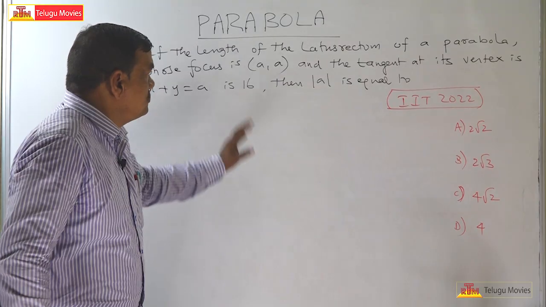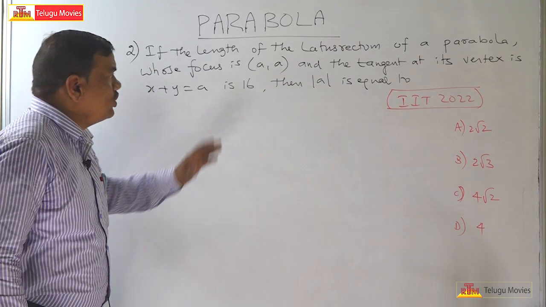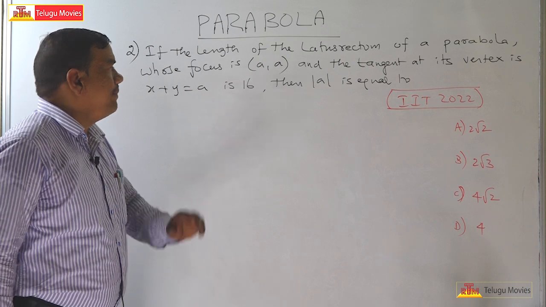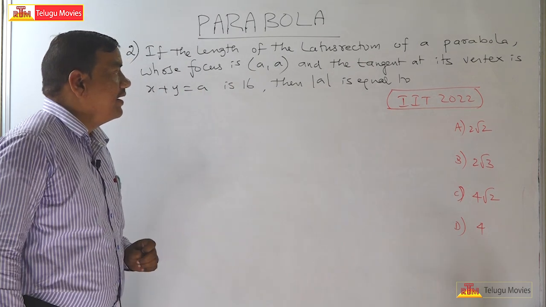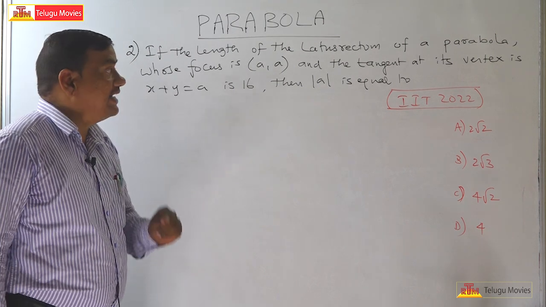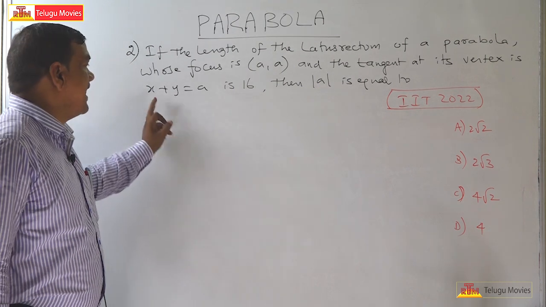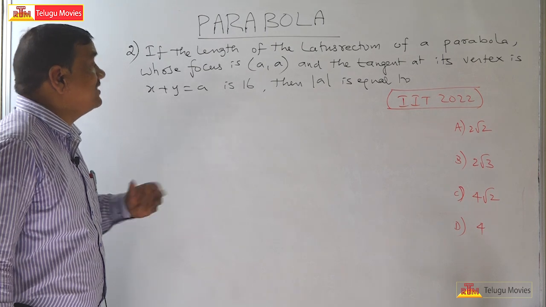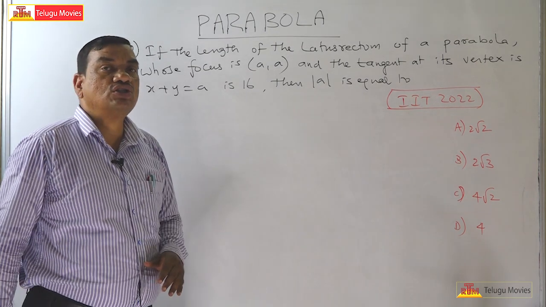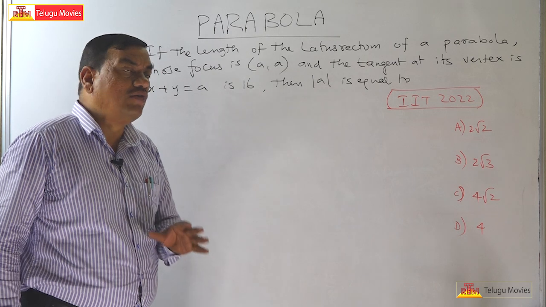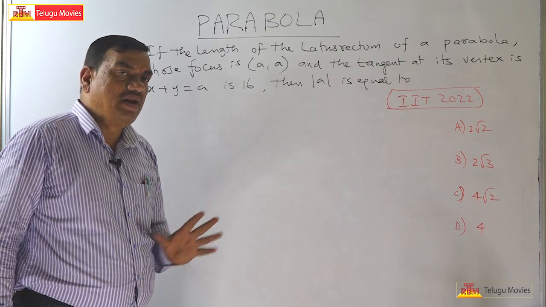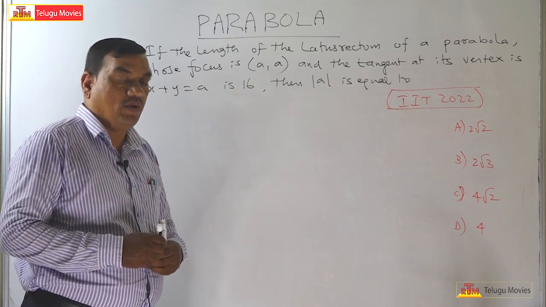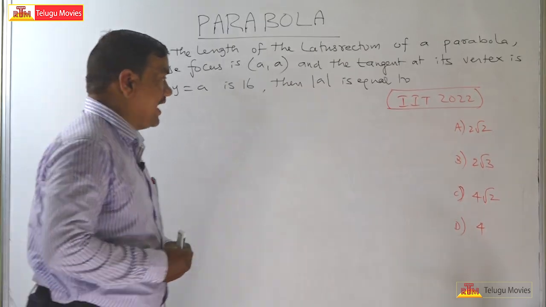Welcome to this problem. The problem is: the length of the latus rectum of a parabola whose focus is at (a, a) and the tangent at its vertex is x plus y is equal to a is 16. Then modulus of a is equal to? If you draw the diagram for this data, you can do this problem without using pen and paper. First, let us draw the diagram.